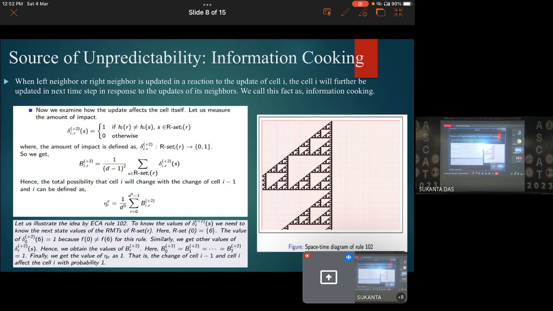See again in this figure of rule 102, we had information propagation to the left. This change in the cell in turn is changing its right cells, and thus it is making the system chaotic. So the right cooking value is 1 by this calculation.